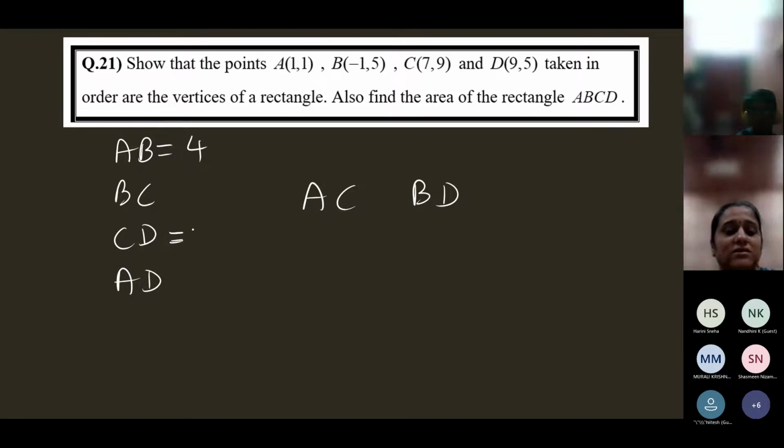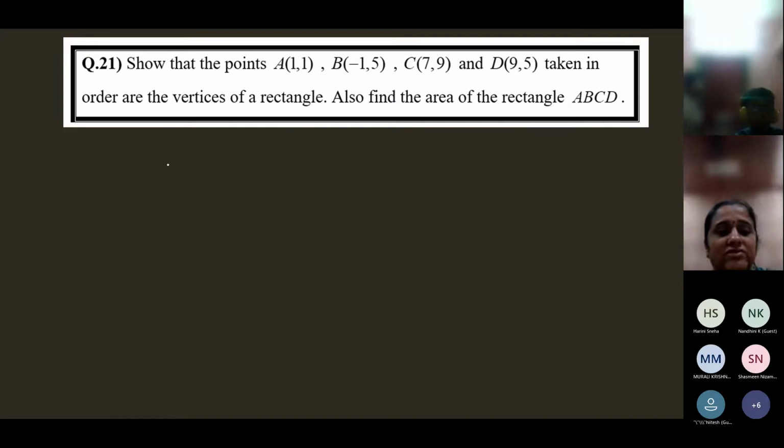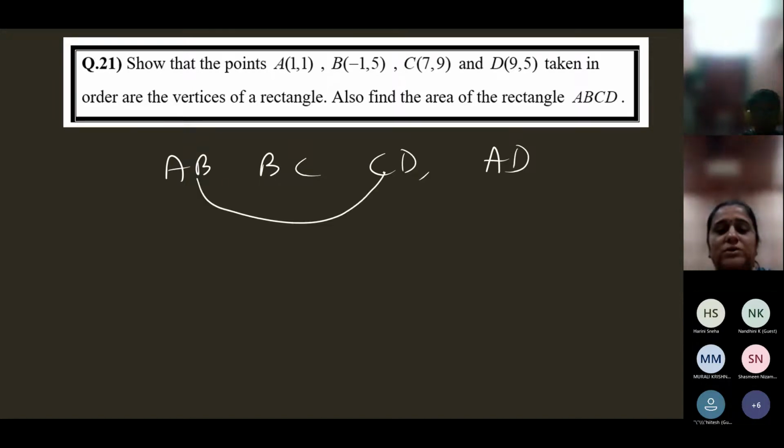So supposing AB is 4, what should CD be to show that it's a rectangle? CD should also be 4. If BC is 5, AD should also be 5. Why? Because opposite sides must be equal. And what about the diagonals? Diagonals should be equal. So here you have to find the lengths of all 4 sides, AB, BC, CD, and AD. Opposite sides must be equal: AB equal to CD and BC equal to AD. And also the diagonals, because you'll have to show that the points are the vertices of a rectangle.